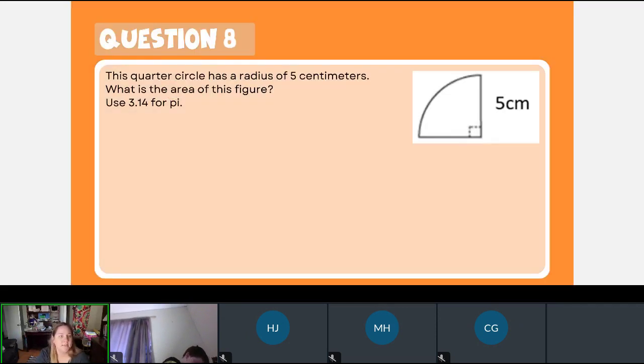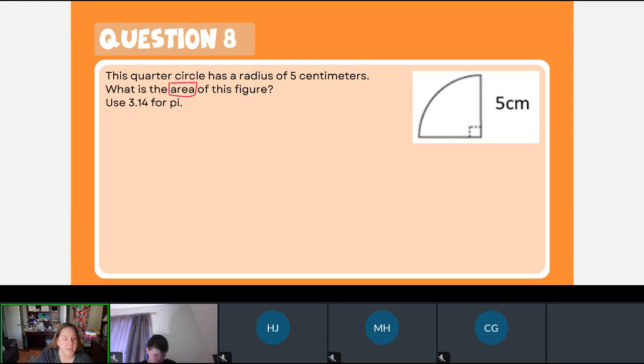All right, number 8. Here is number 8. This little piece of a circle. It says this quarter circle has a radius of 5 centimeters. What is the area? So we're finding area of this figure. Use 3.14 for pi. So remember, you still are using your circle formula, but since this is only a fourth of a circle, we're going to multiply it by a fourth, or 0.25.